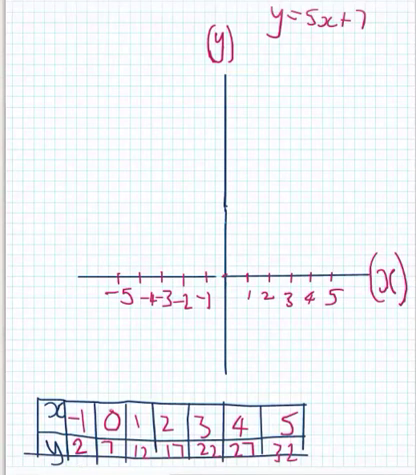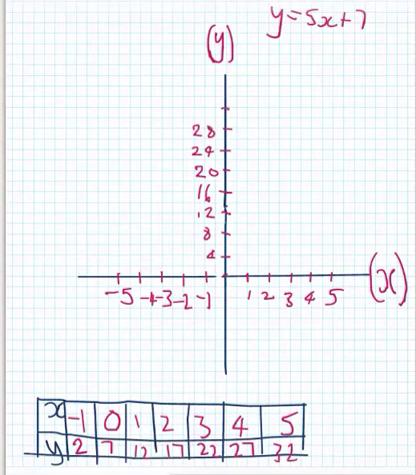I'll go by 4s. So this is going to be 4, and then 8, and then 12, and then 16, 20, 24, 28, 32. And I can pretty much stop there, but I'll just go one more ahead and write 36.